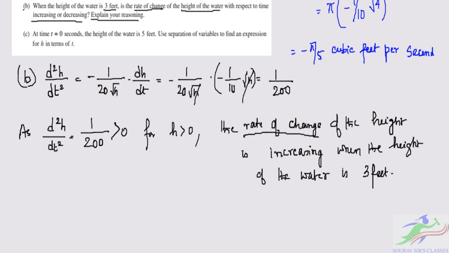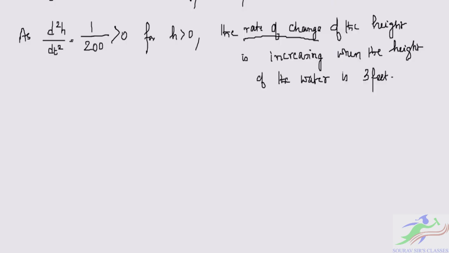Now part C says that at time t = 0 seconds, the height of the water is 5 feet. Use separation of variables to find an expression for h in terms of t. We have to find an expression for h in terms of t. So let's solve this part C.